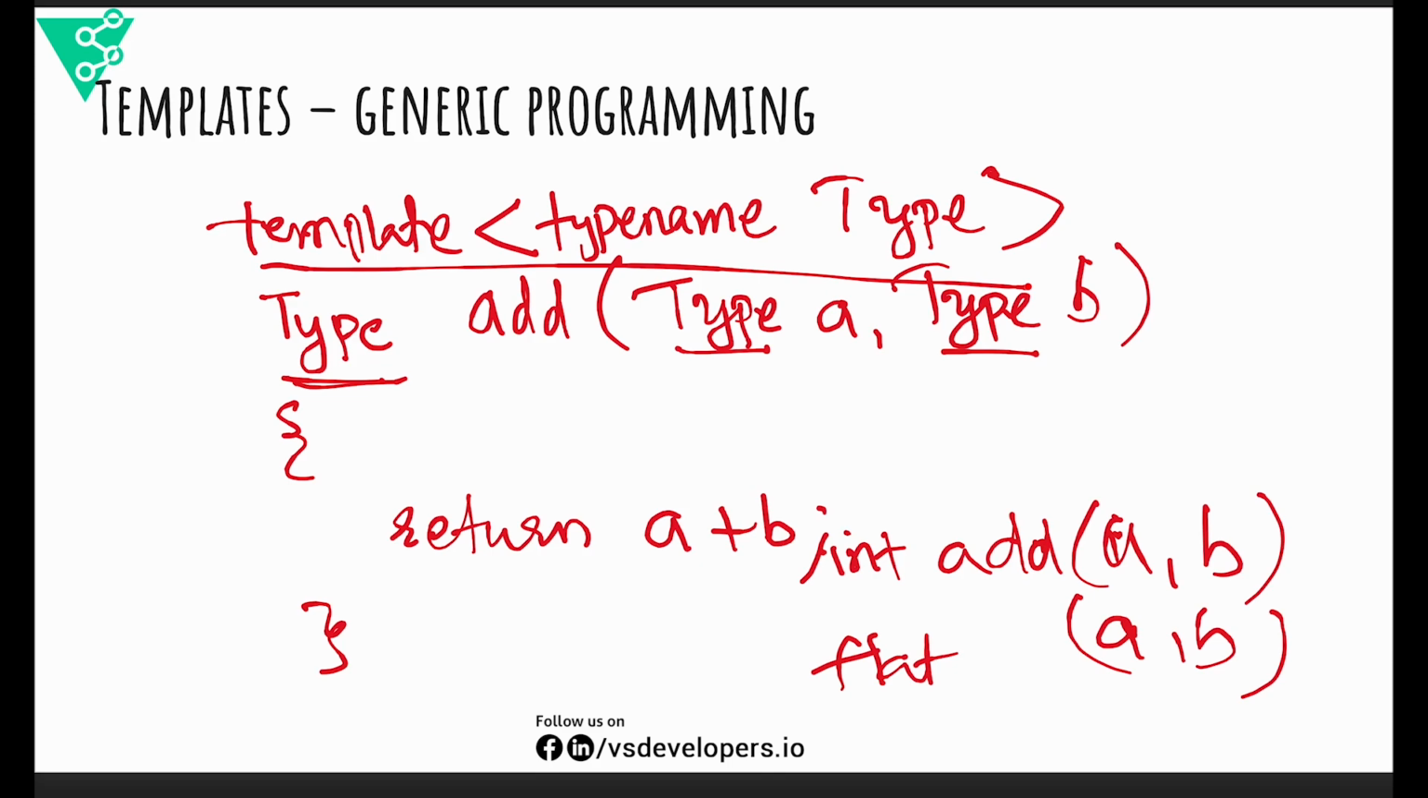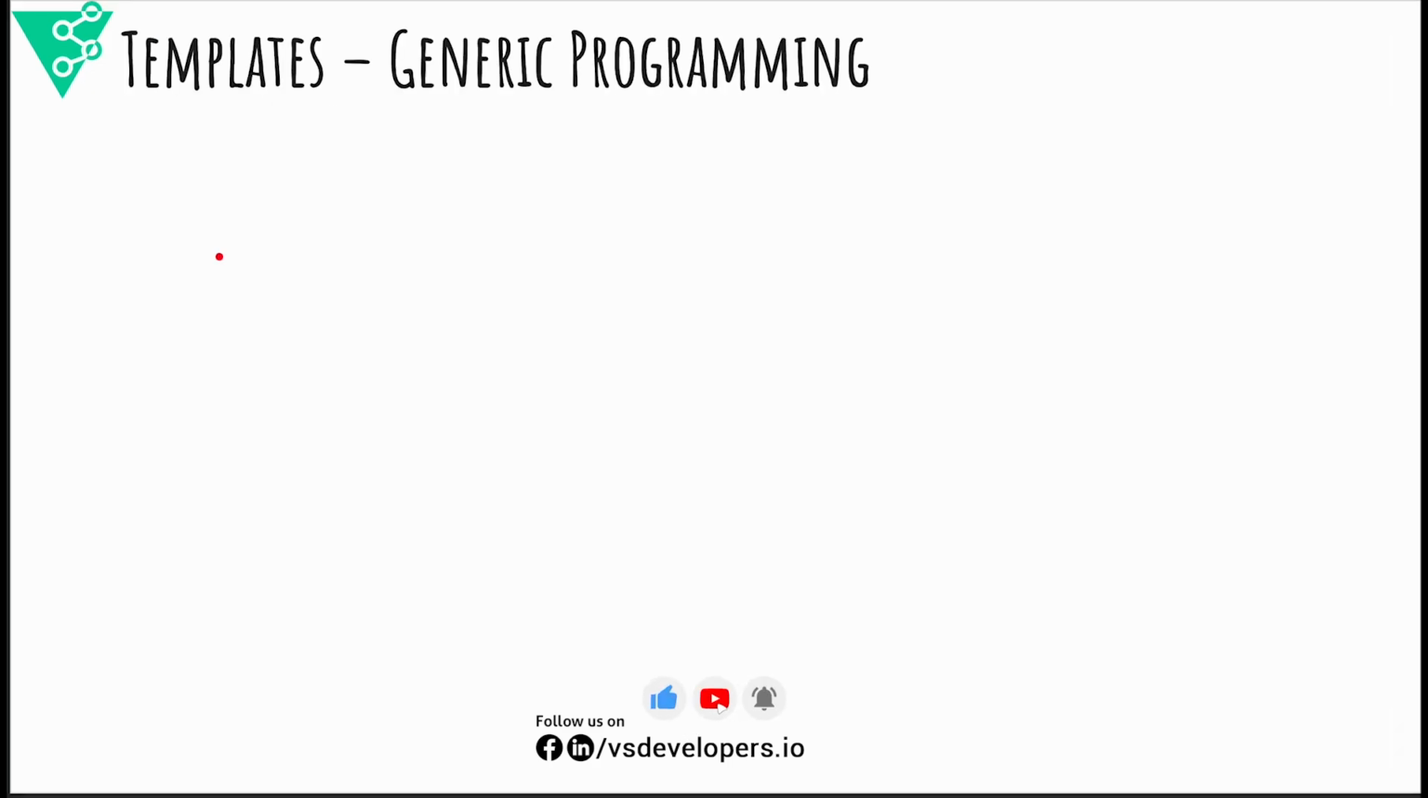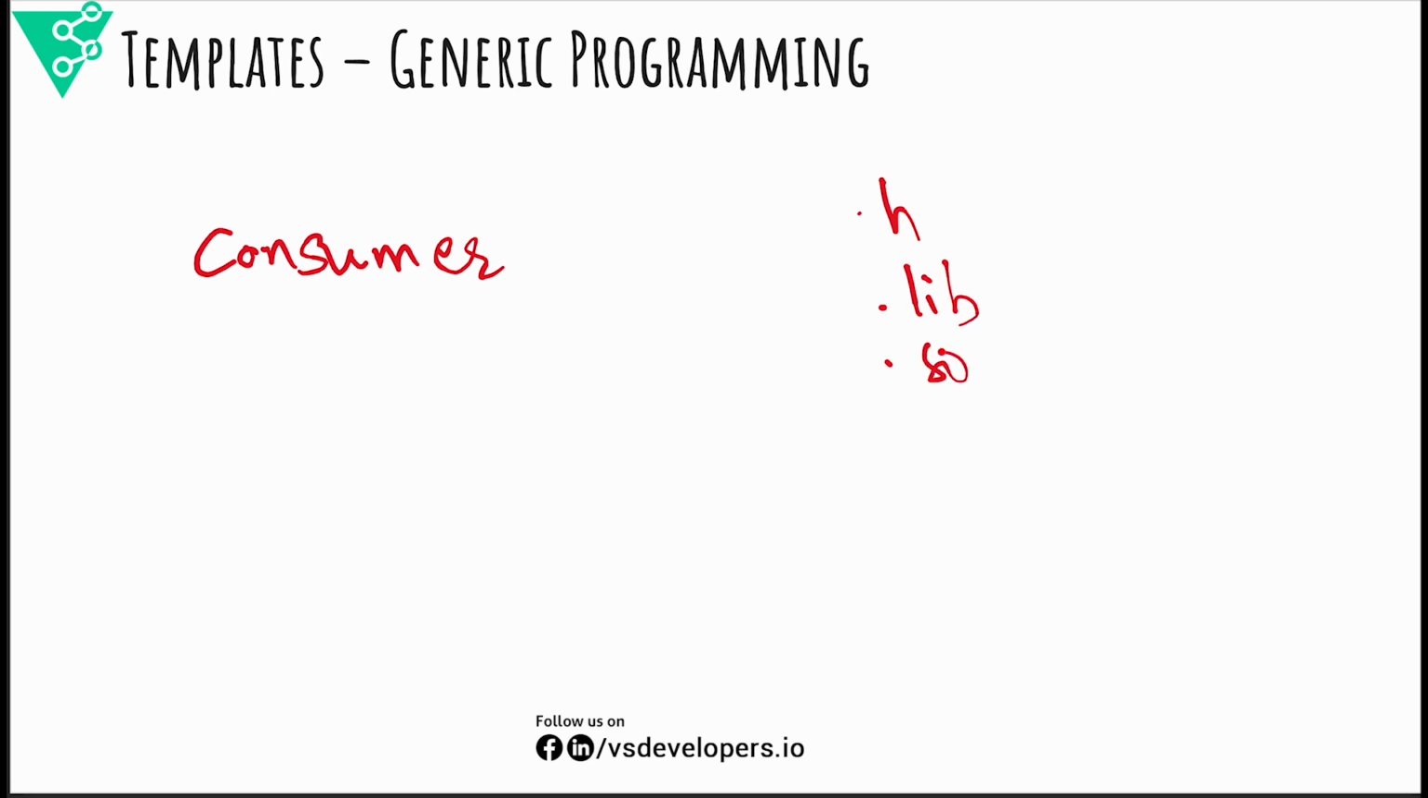Let us look into the code. I have the consumer application, which I call template intro app, and the libraries that are being offered by someone like you, a developer. What I was given is one header file, and then one .lib or .so, depending on static or dynamic library.